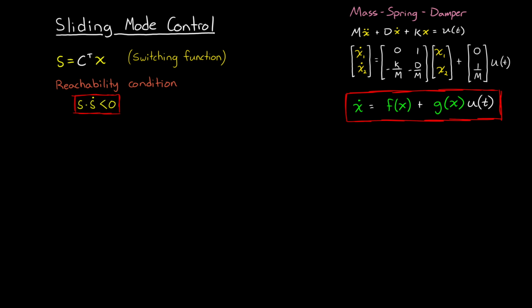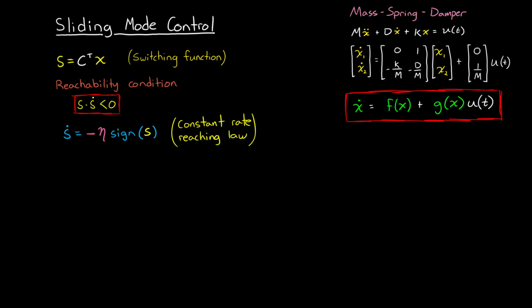So let's talk about how we do that. We know s, it's c transpose x. So to meet this condition, we need to define s dot so that it's the opposite sign. And the easiest way to do that is to just say that s dot is the negative sign of s. Now, we're guaranteed that the reachability condition is met. And if we want to adjust the speed of s dot, that's the speed with which the states approach s equals 0, then we can just add a constant eta. Eta is that gain that changes the length of the arrows in the phase plane and is responsible for that trade-off between robustness and chattering that we talked about earlier.